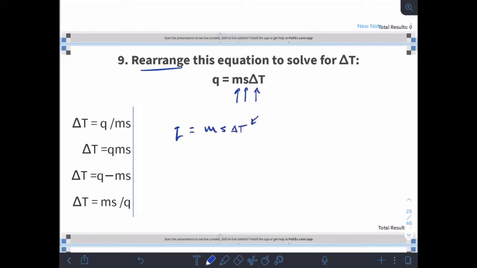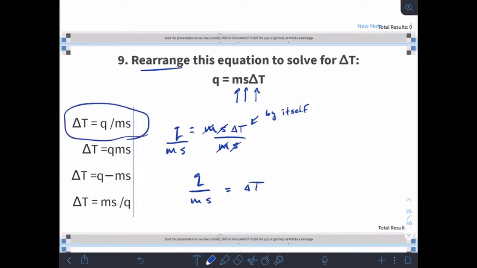So if I'm going to take this equation and I want to get delta T by itself, in order to do that, I'm going to divide both sides by ms. On the right-hand side of my equation, my m's will cancel and my s's will cancel. So what we get is Q divided by ms equals delta T. So that's our first choice right up here.